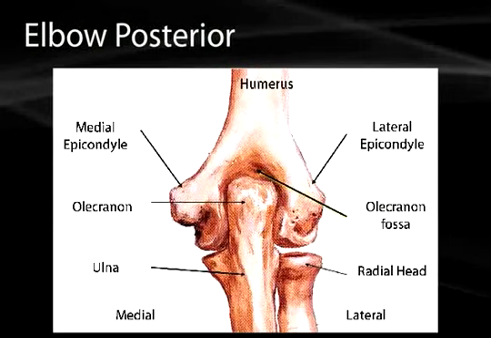Posteriorly, you have the lateral side with the lateral epicondyle and the olecranon fossa for articulating with the olecranon process during extension. That radial head, which will have the annular ligament going around it, and then of course the ulna and the medial epicondyle.